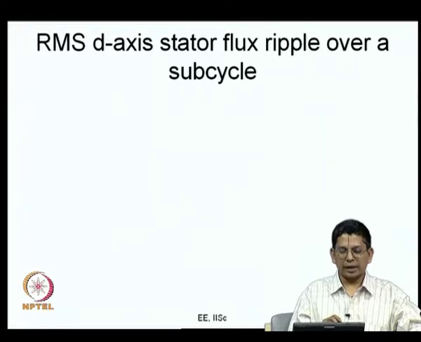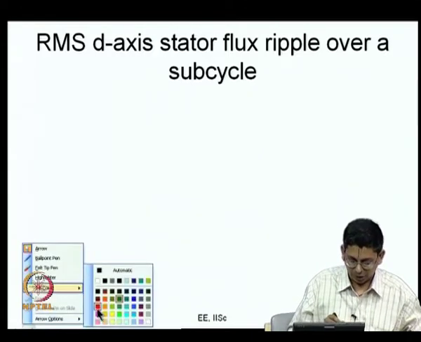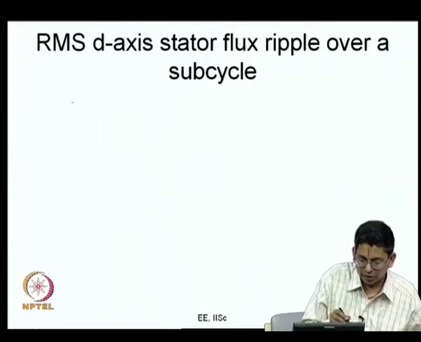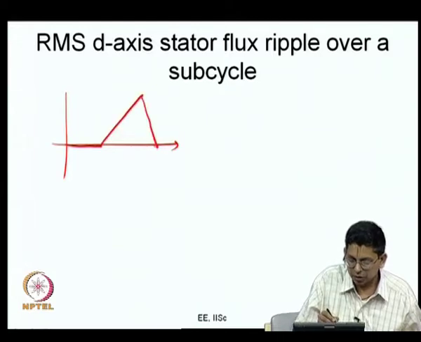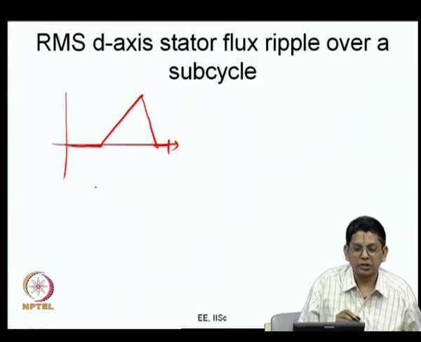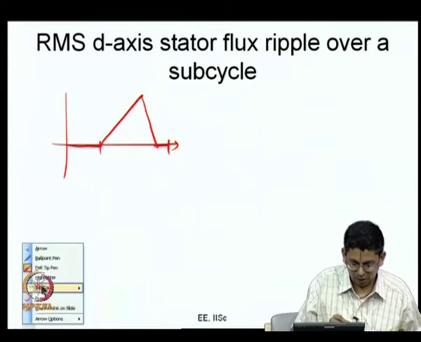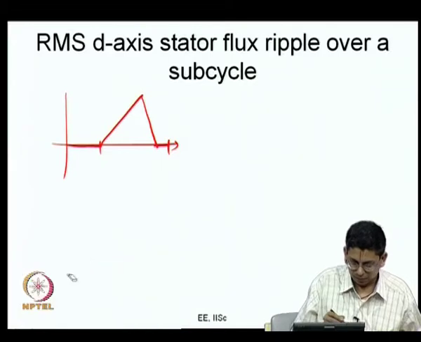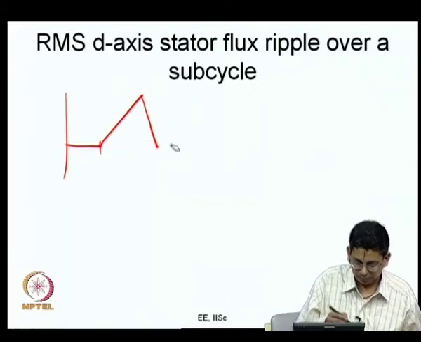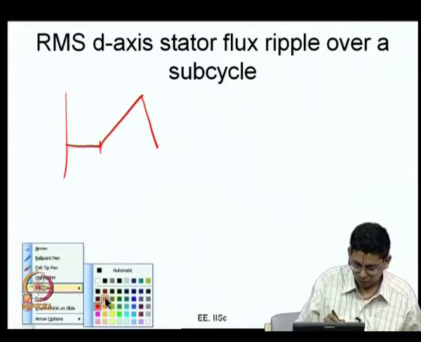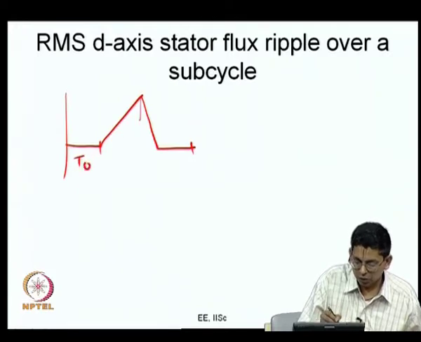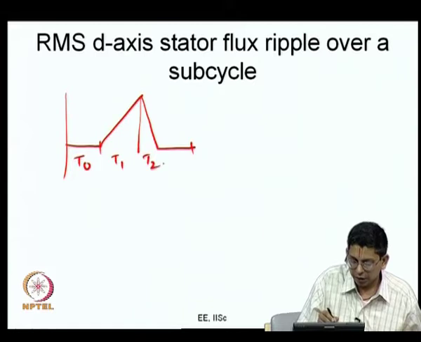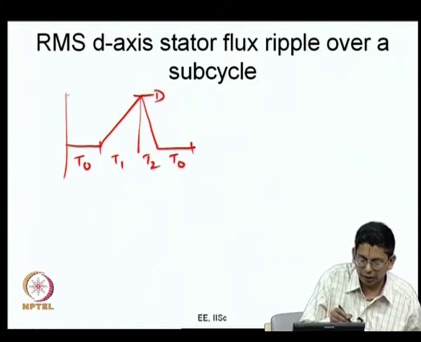If you want to look at the d axis ripple over a subcycle, it is a fairly easy process now, given what we have derived. The d axis ripple is of this nature: it rises, falls and comes back. This is the whole time Ts. Let me draw that a little symmetrically. This is T0, T1, T2 and T0. Here it reaches the value D. This is psi d tilde.